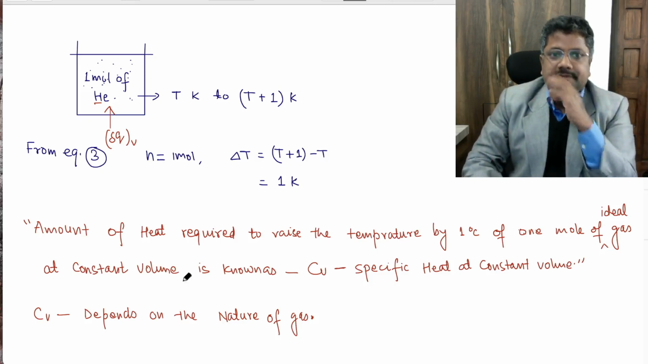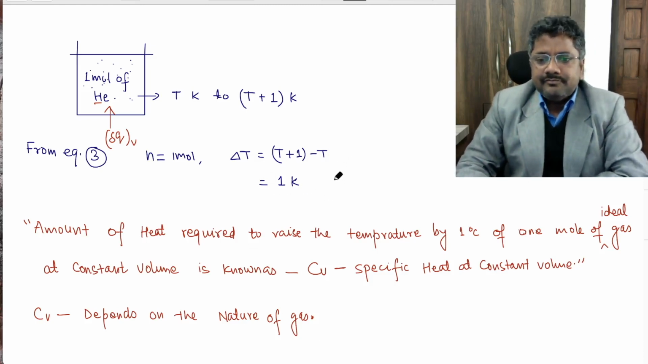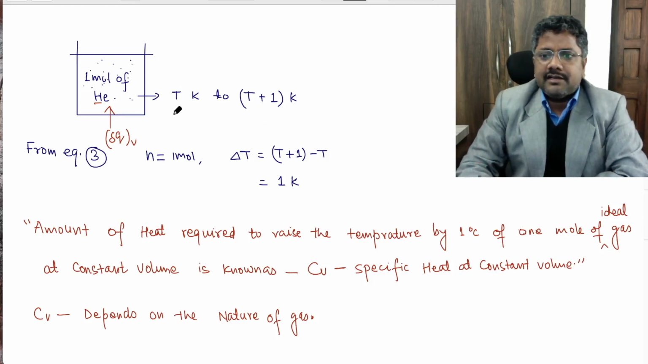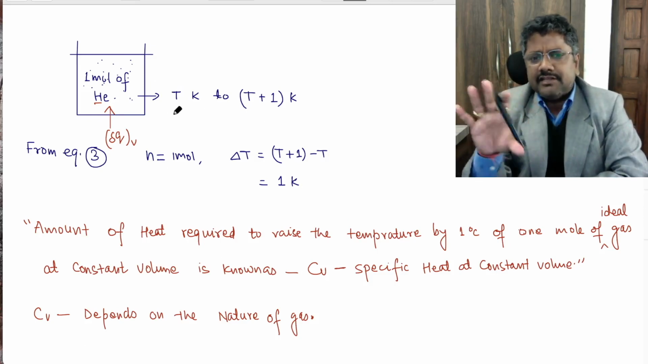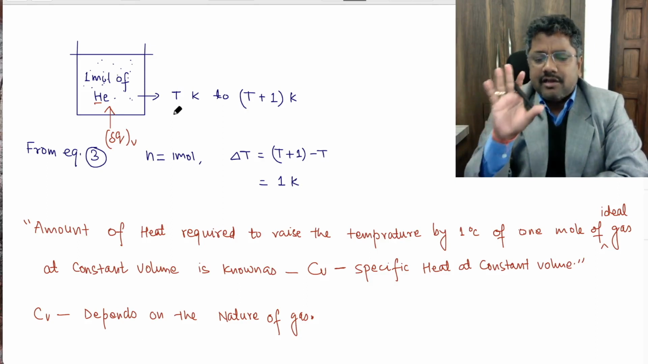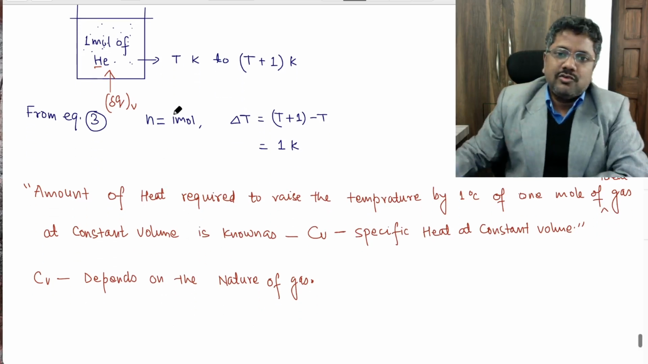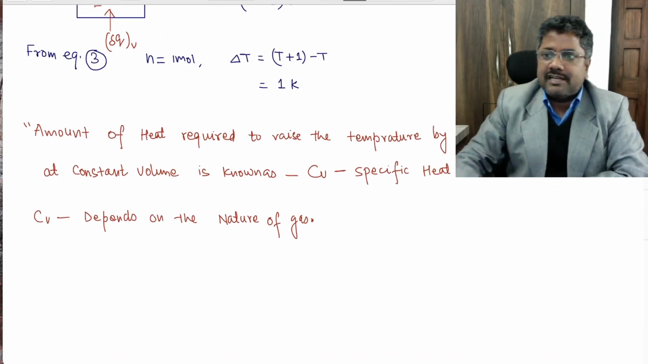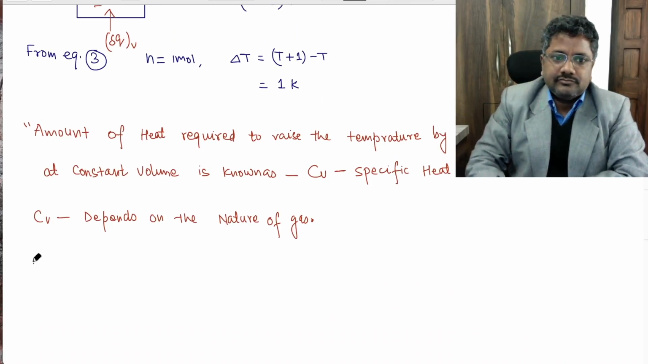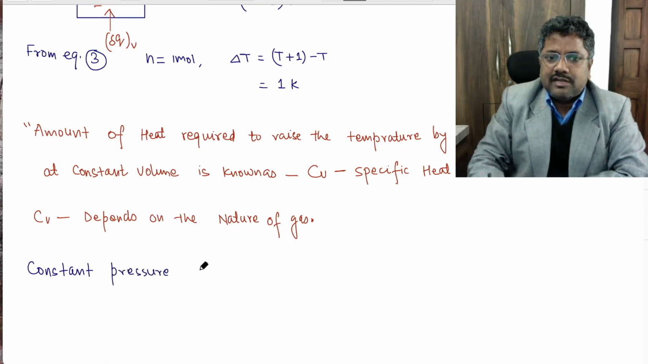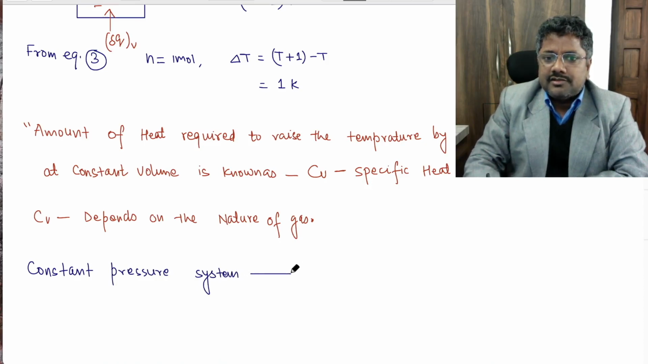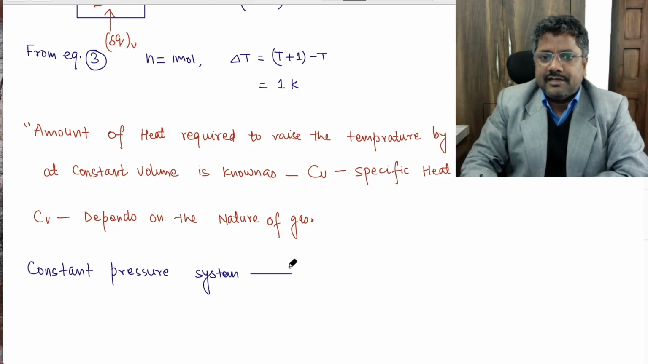So this is CV. Similarly, what is CP? For CP, I'm taking the same gas, everything is same. The only difference is now I'm taking a constant pressure system. So, how to design a constant pressure system? You can design it like this.